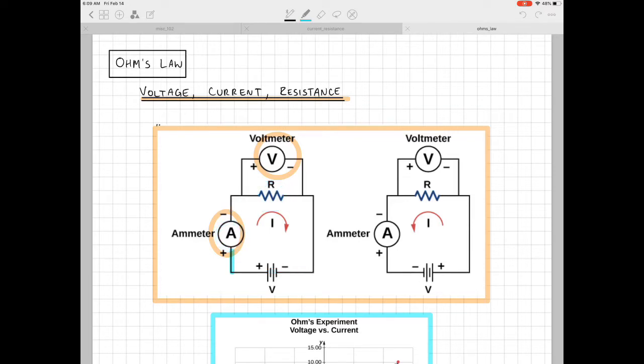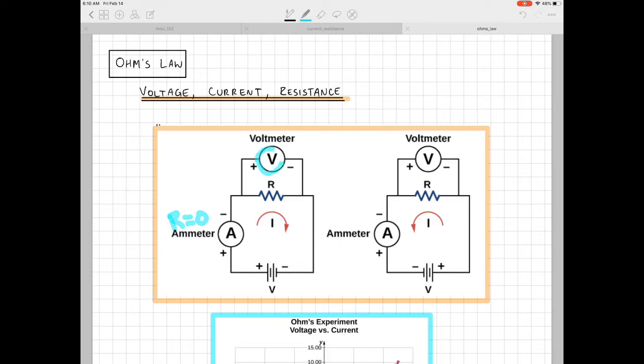Now, in order for the ammeter to not affect the current flowing in the circuit, the ammeter resistance needs to basically be 0. So for an ammeter, R equals 0. Because essentially, when you add that ammeter into the circuit, if there was any resistance, then it would essentially change the amount of current being drawn through the battery. Right? So our ammeters have 0 resistance or negligible resistance.